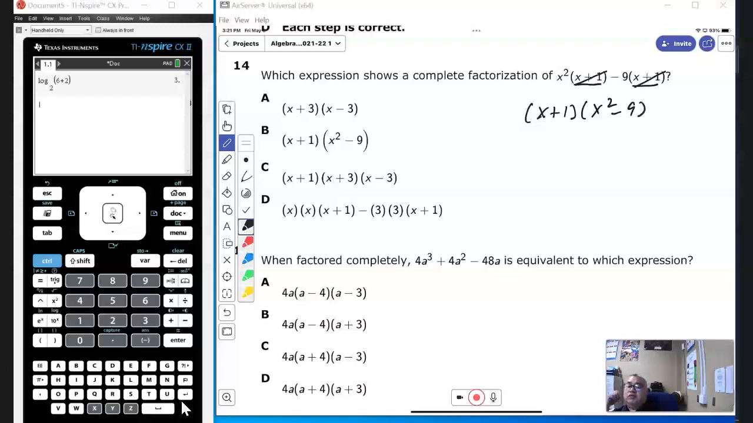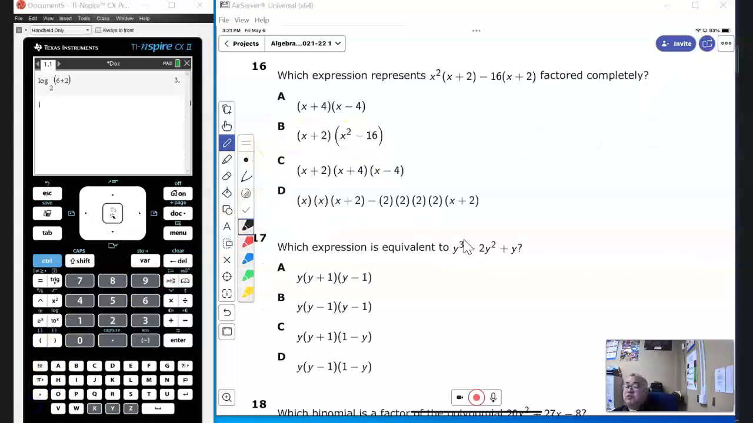Now we do know that x squared minus 9 is a difference of squares. Why do I know that? Because 9 can be rewritten as 3 squared. So the factors are x plus 1, x plus 3, x minus 3. It says which expression shows a complete factorization. So your answer is C. Now B is not complete because you can still factor x squared minus 9. So this is not complete.